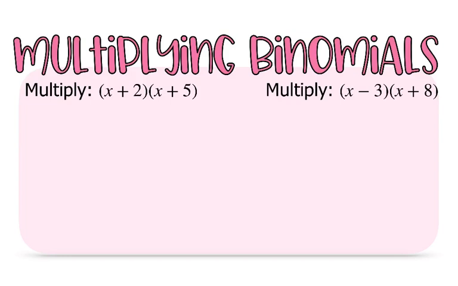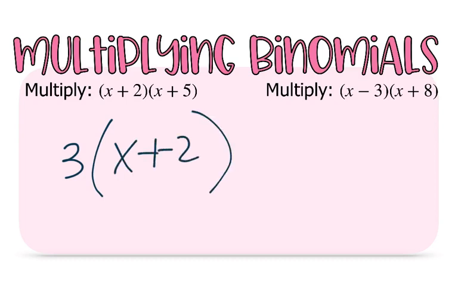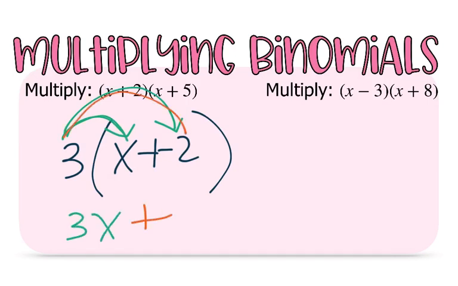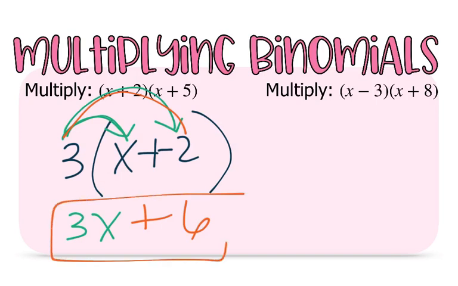Before we start on these examples, let me remind you of something that looks like this. If I were to show you a problem like this, all of you would know what to do already. And that is that we would distribute. We would multiply the 3 to both terms on the inside of the parentheses. And what would we get when we do that? 3 times x would give us 3x, and 3 times 2 would give us 6. And that would be my final answer.